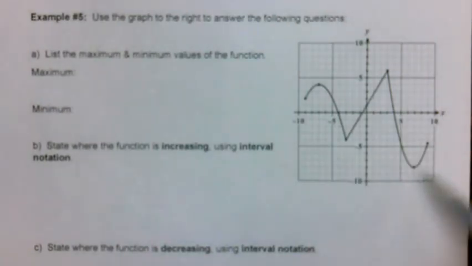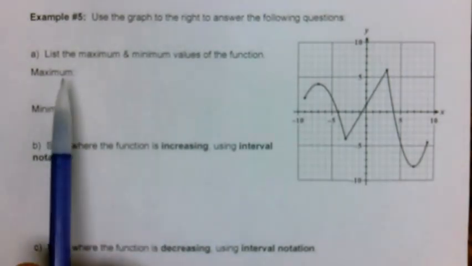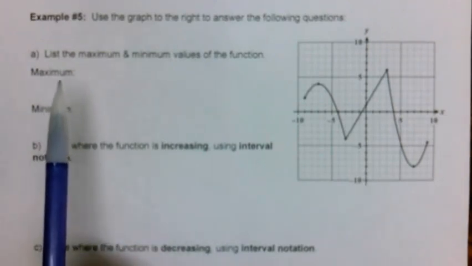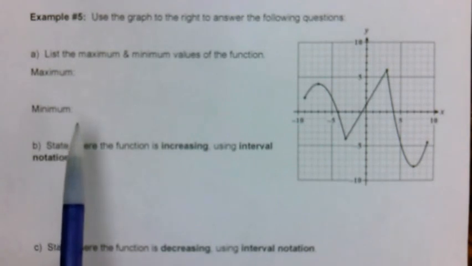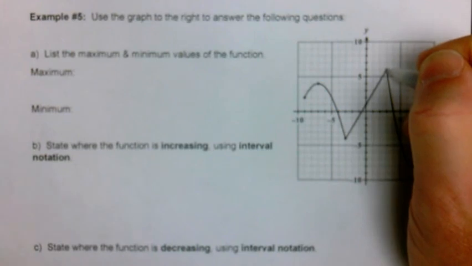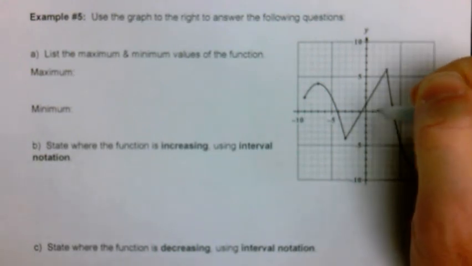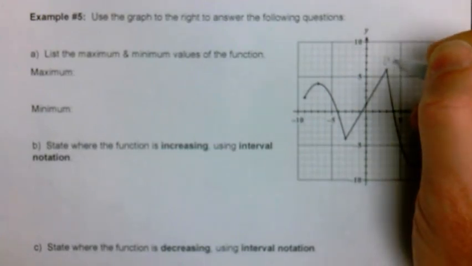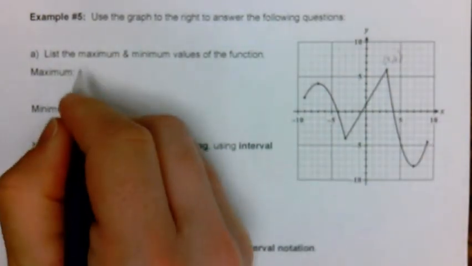In our next example, we're going to use the graph of this function to answer some questions. The first thing that they want is the maximum and minimum values of our function. So again, the maximum is going to be the highest y value, while the minimum is going to be the lowest y value. And looking at this graph, the highest it reaches is this point right here, which is at x is 3, comma, y is 6. So the maximum has a y value of 6.